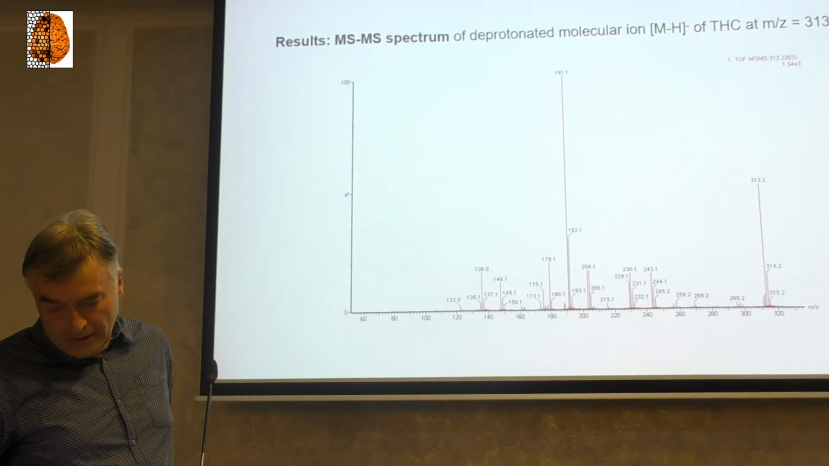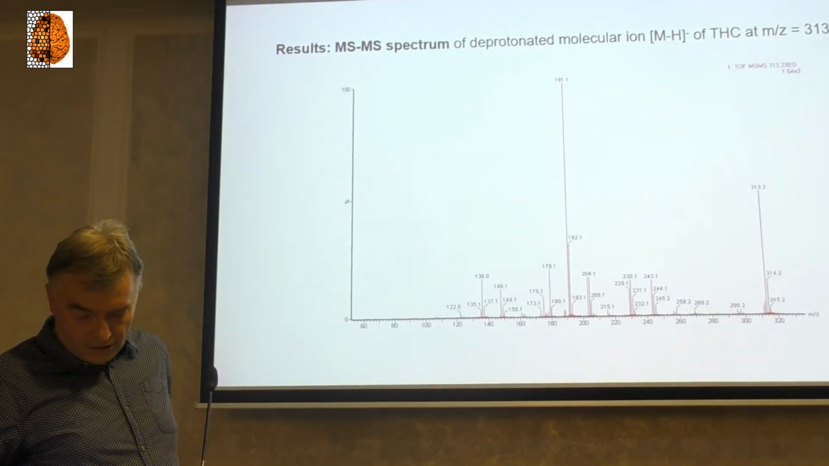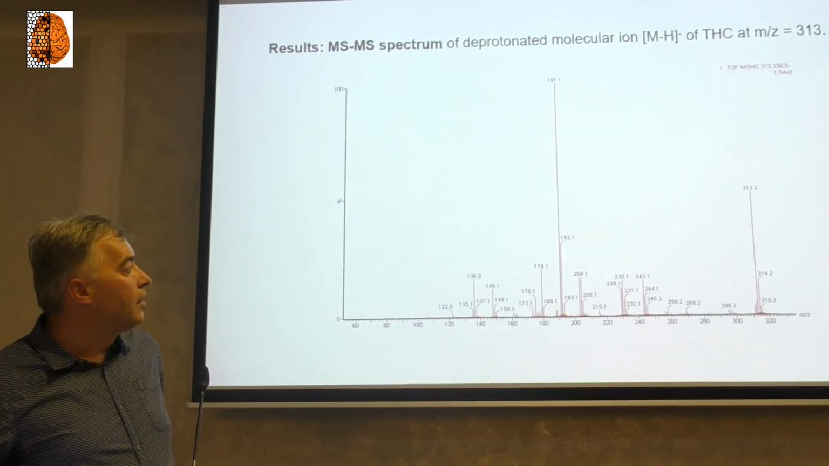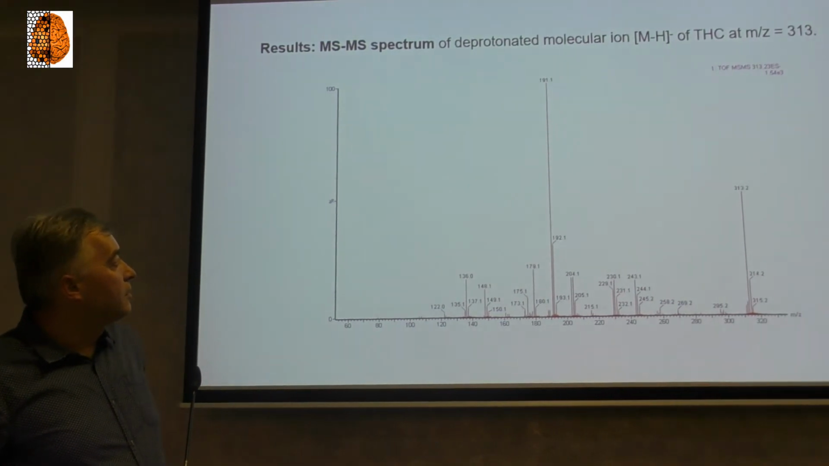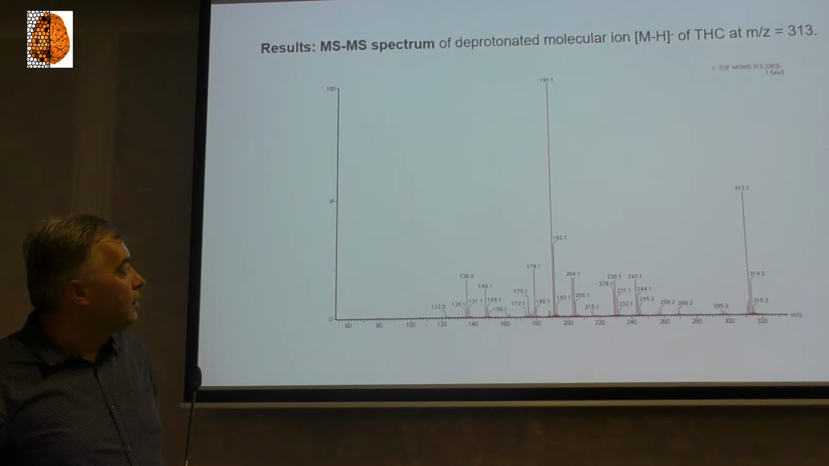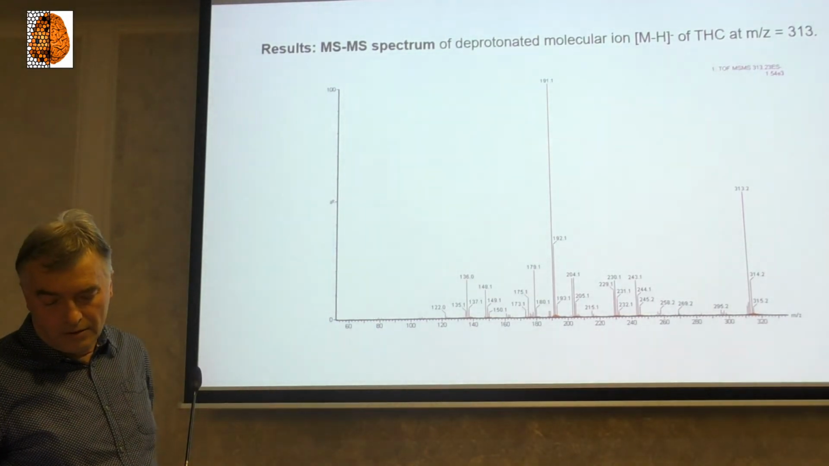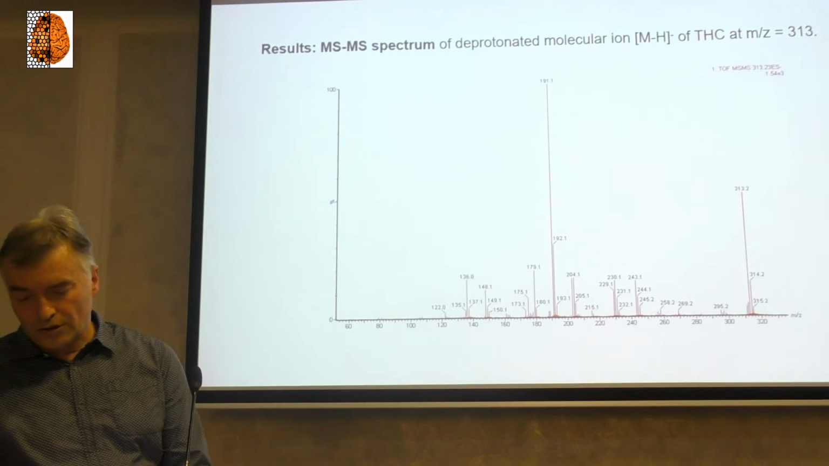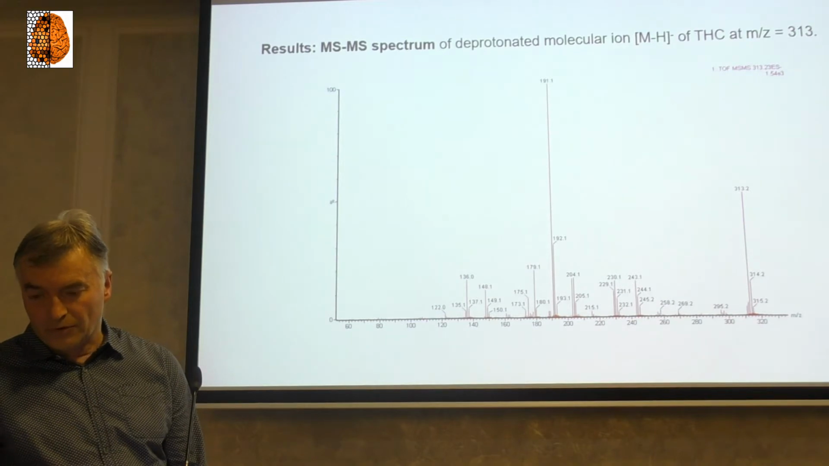And in this case, we use collision-induced dissociation of the molecular ion, like in this case 313 for THC, and the MSMS spectra show us typical product ions, which are also like a fingerprint of compounds, and the elucidation and characterization of this compound is confirmed this way.